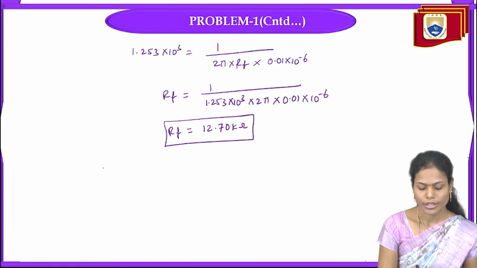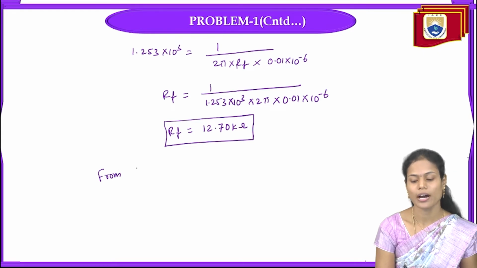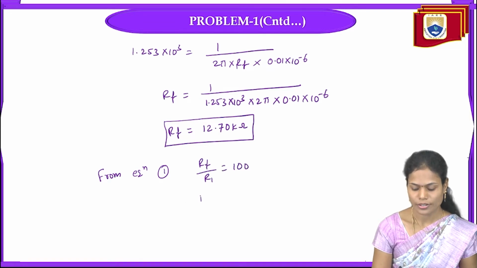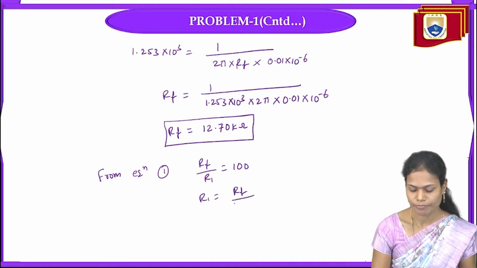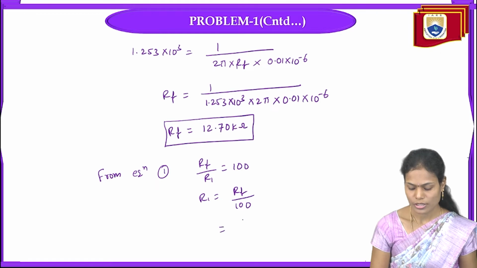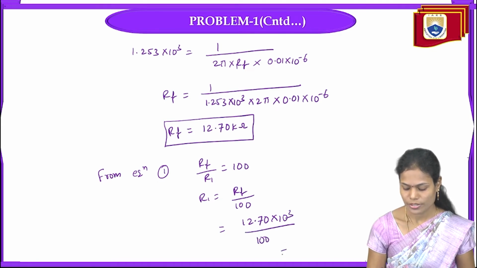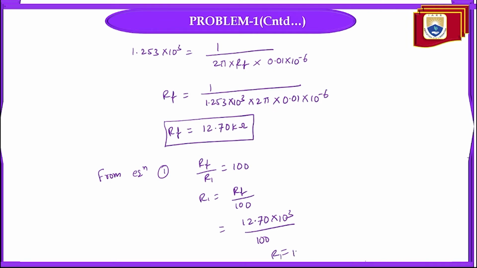Okay. And from the first equation, that is the RF by R1 equation, we got RF by R1 equal to 100. So from this, I can write R1 equal to RF by 100. Okay. So this RF value 12.70 kilohms, or 12.70 into 10 power 3 by 100. So from this, I can write the R1 value as 127. So we have calculated the RF value as well as the R1 value for the given lossy integrator circuit.